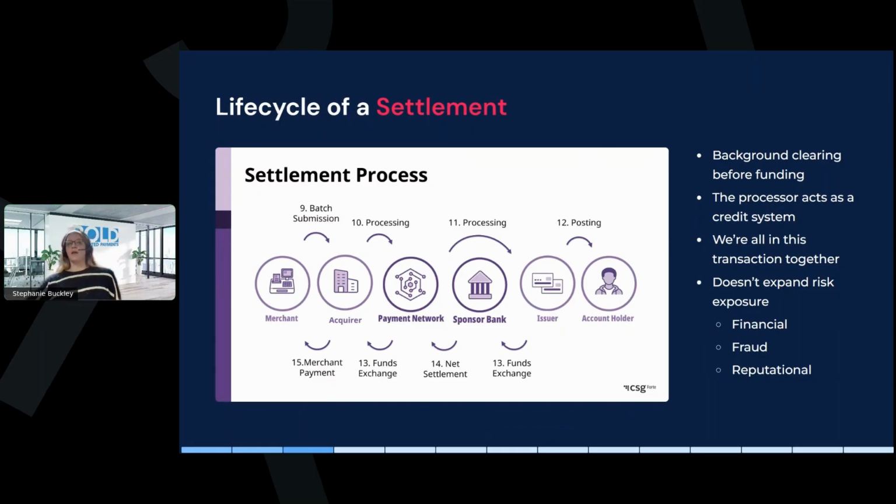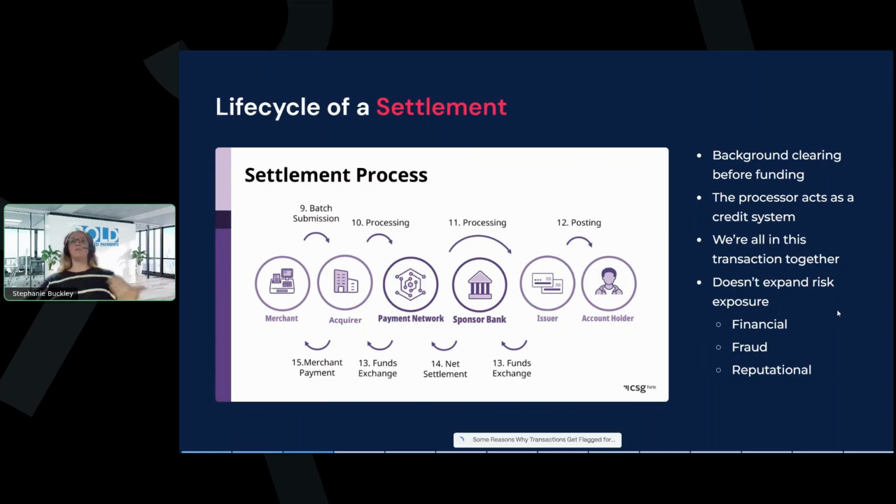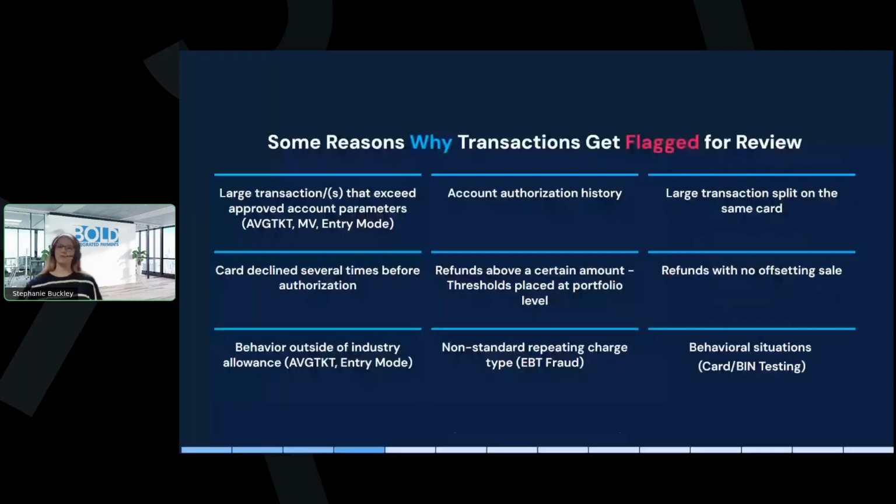And that's when we go into a review, and there are several reasons why a transaction would go into a review. So mostly we see that it's a large transaction that just exceeds the approved parameters. I have partners ask me this all the time: what's the number that we're looking for? Is it $1,000? Is it $1,500? What's the number that's going to cause this to be held? And it doesn't really work that way.